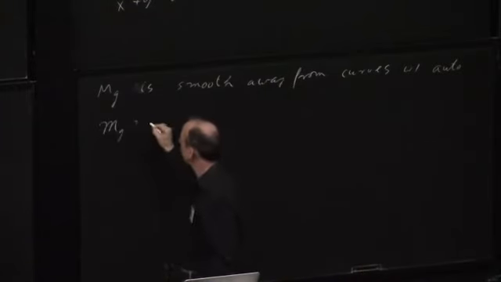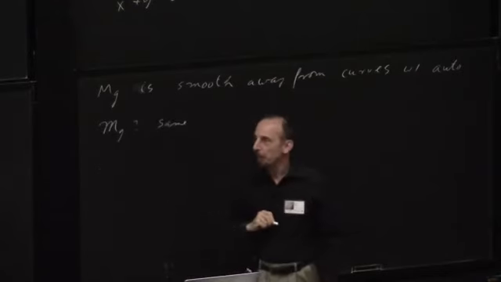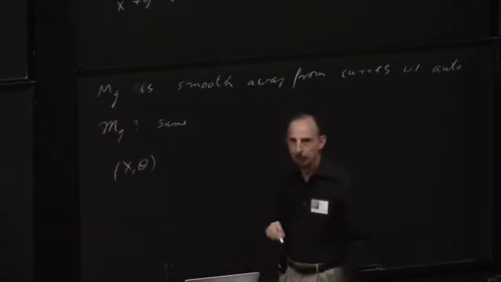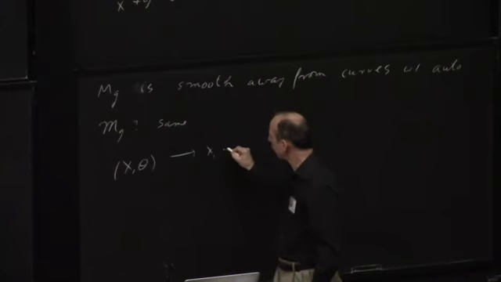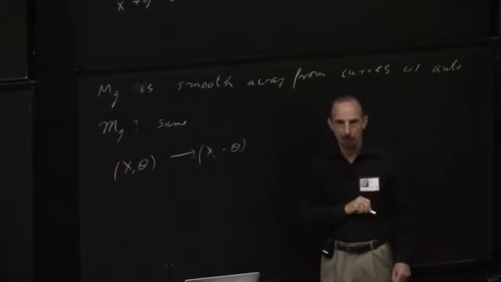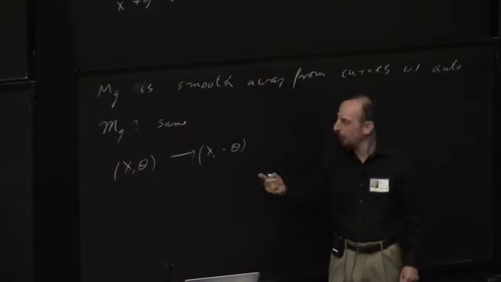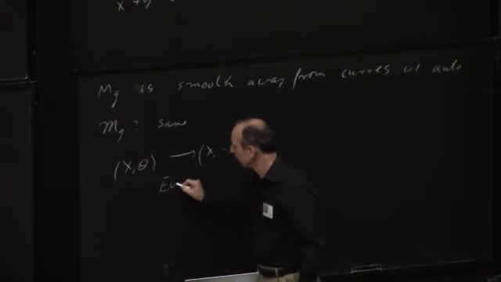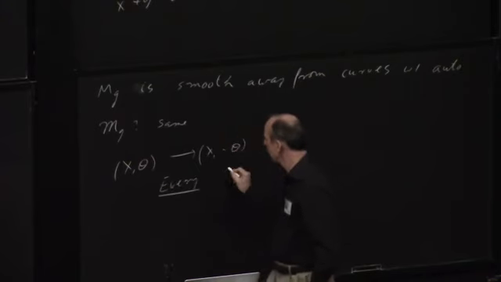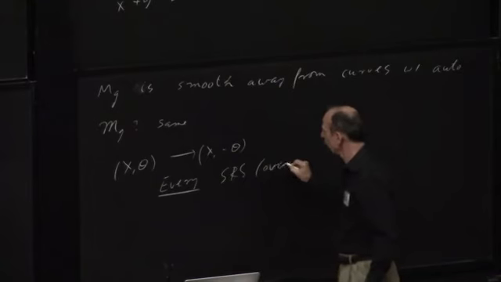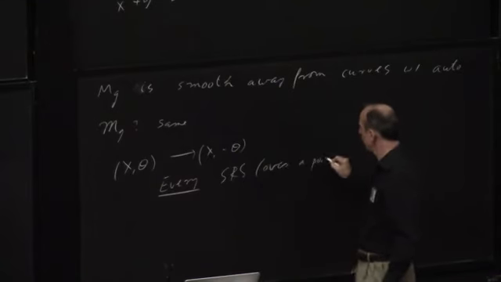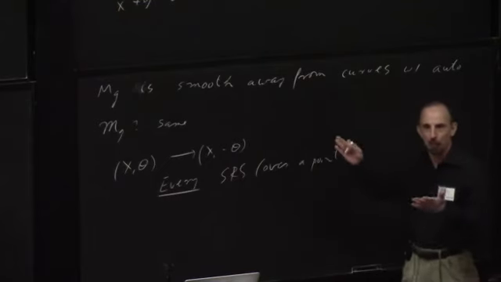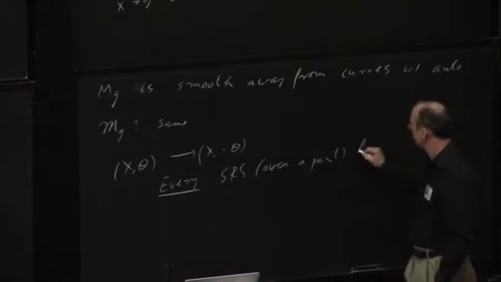How about the super version? It's the same, but notice that if the local coordinates are x and theta, I can send that to x and negative theta. So there's always a non-trivial automorphism for every super-Riemann surface. Every super-Riemann surface over a point. So this becomes false if you work over all directions. But if you just talk about one super-Riemann surface over a point, it has automorphisms.